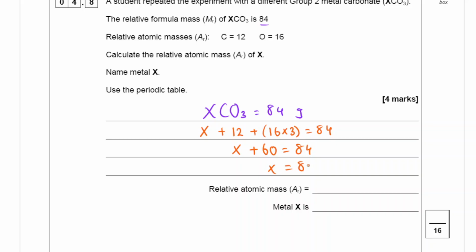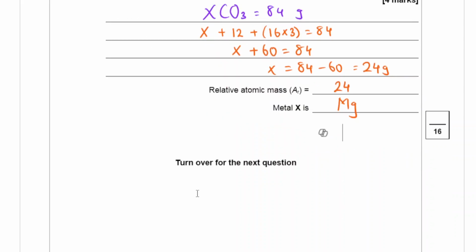X equals 84 minus 60. That's going to be 24. Now, which atom has the relative atomic mass of 24? That should be magnesium. That brings us to the end of question number 4.